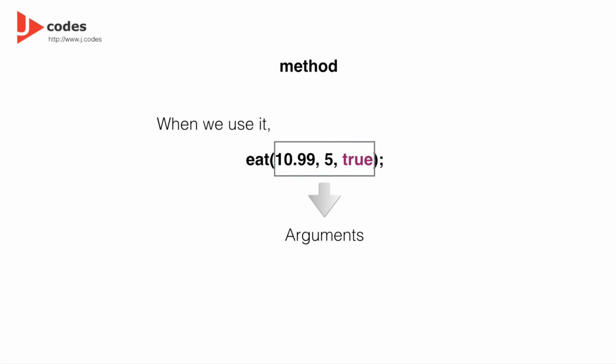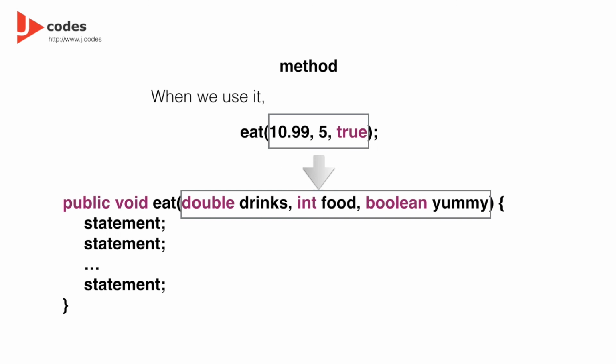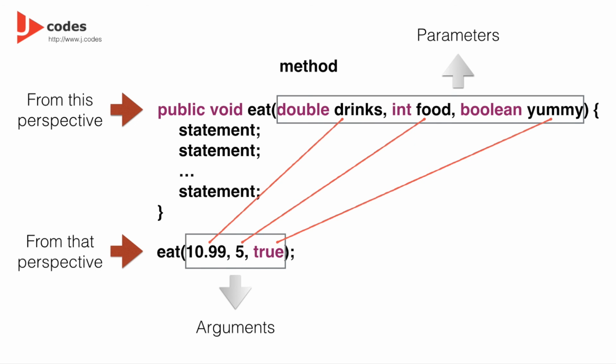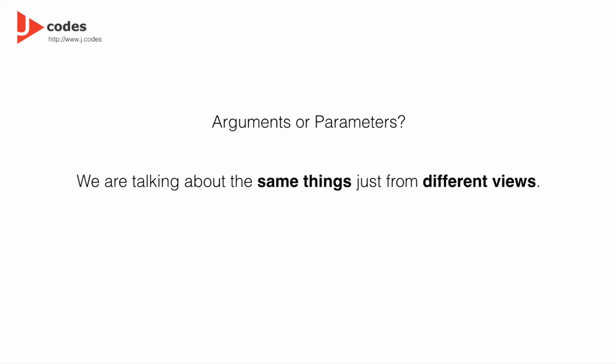When we use this method, we can pass arguments to it. Their orders have to be the same. Double first, then int, then boolean. Now under this eat method scope, drinks equal 10.99, food equals 5, and yummy equals true. From a different perspective, we may call them differently. But actually, we're talking about the same thing.